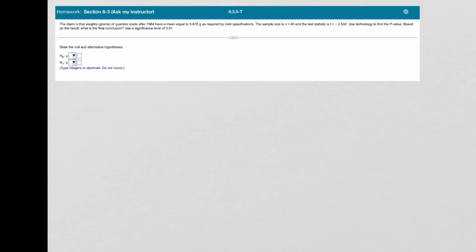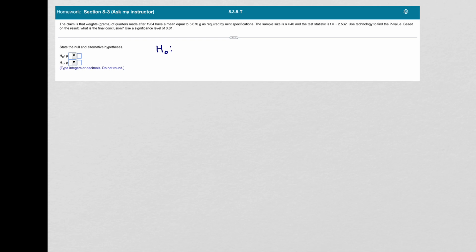In this problem, we're given a claim that the weights in grams of quarters made after 1964 have a mean equal to 5.67 grams. So we start off by finding the null and alternative hypotheses, and I'm just going to write those off to the side.